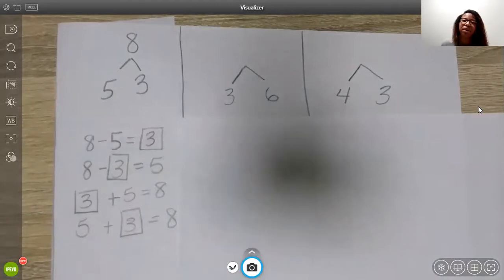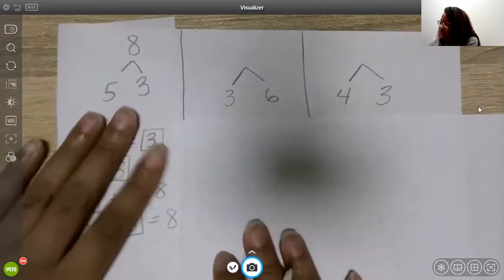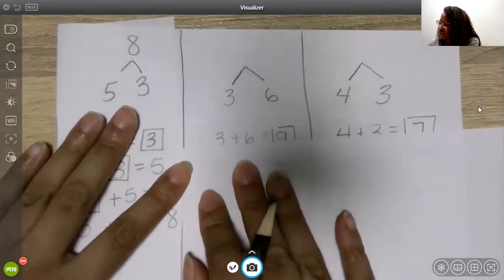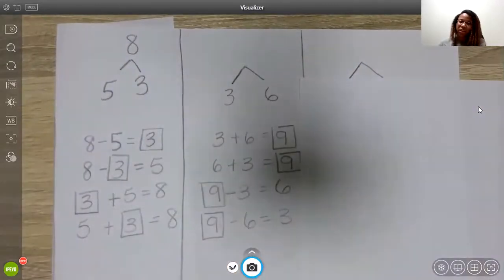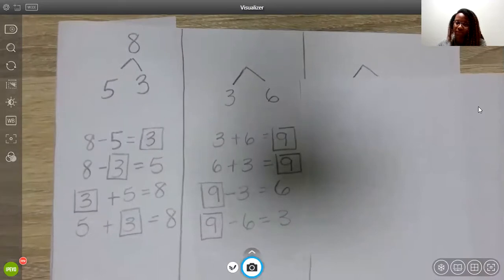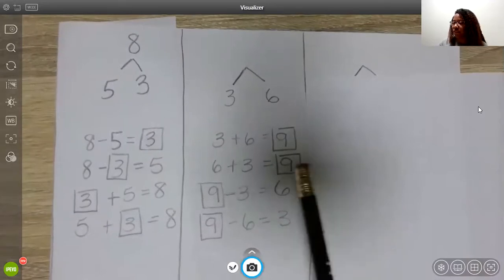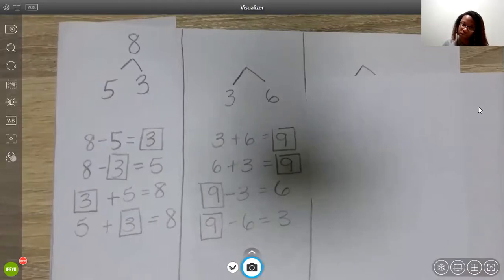Now, over here, I have my 2 parts, but I am missing my whole. So I'm going to do something a little different here. Is my first number sentence going to be addition or subtraction? Well, it can't be subtraction because I do not know my whole yet. So my first number sentence will be an addition number sentence. And I came up with 3 plus 6. And when I started at 3 and I counted on, I end up with the number 9. So I know 9 is my missing whole.